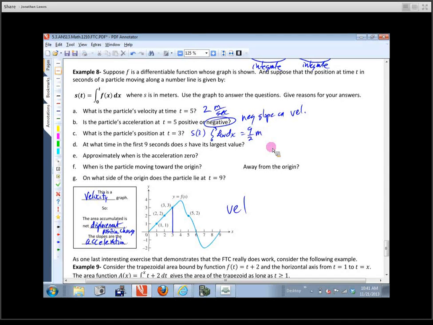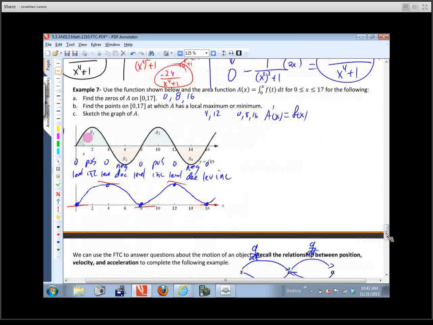Yeah, S is in meters right here. Okay. At what time in the first 9 seconds does S have its largest value? When is the position the biggest in the first 9 seconds? It is 6. Okay? Now, it happens at 6 for the same reason that we talked about up above.